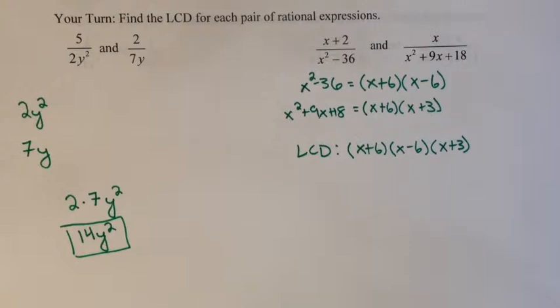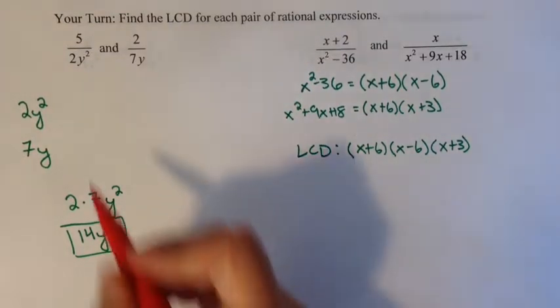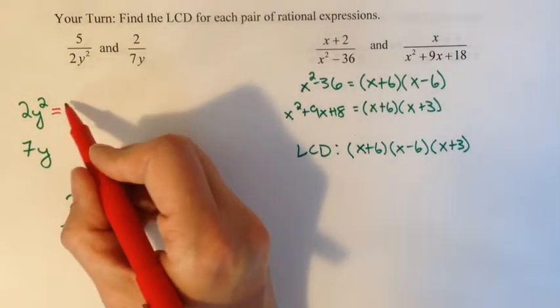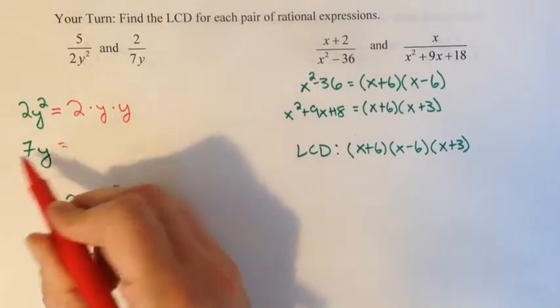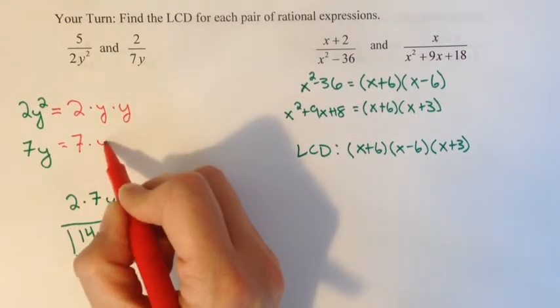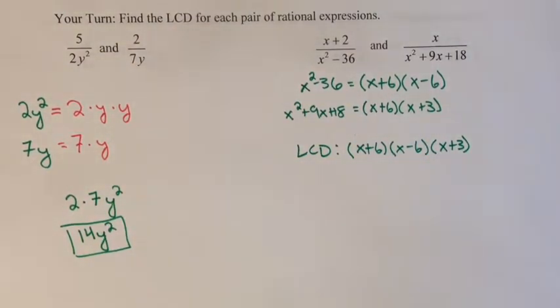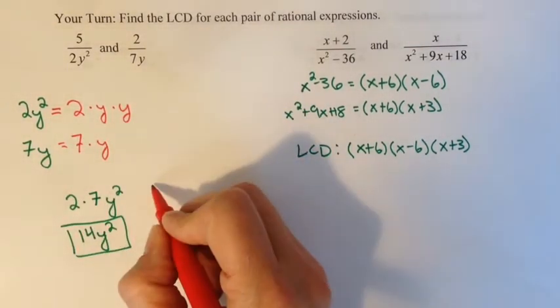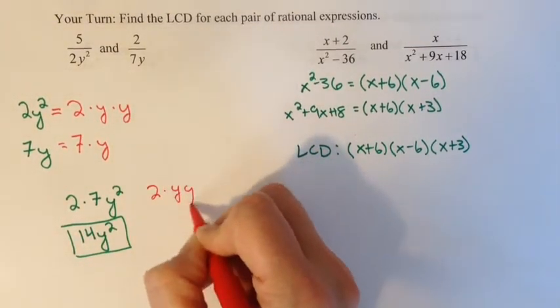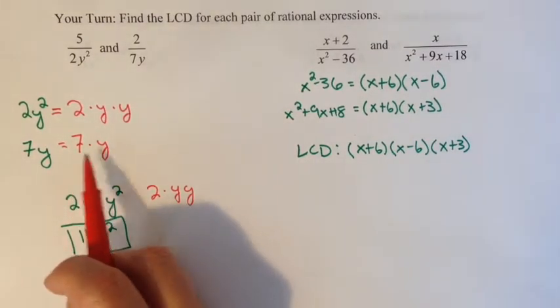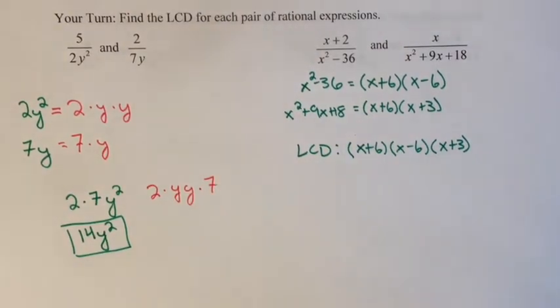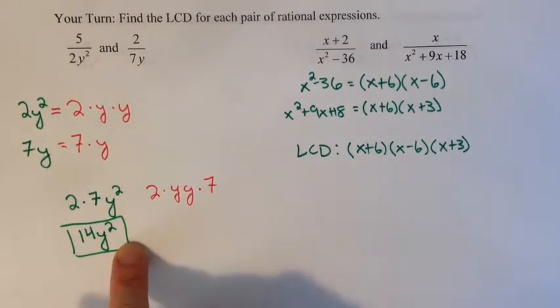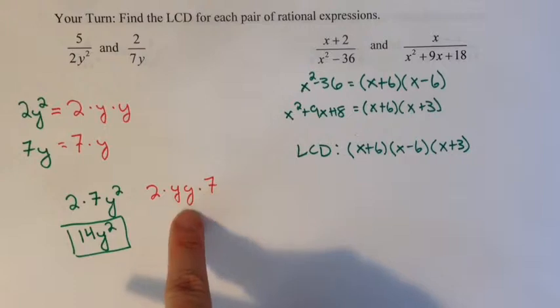For a slightly more visual idea of why I end up with y squared, I might go ahead and factor this thing completely, writing it as 2 times y, and then thinking of 7y as 7 times y. Now I'm going to write down all the pieces that I need for each denominator. My first denominator needs a 2 and 2 y's. My second denominator needs a 7 and a single y. I already have a single y, so all I need to do is add on a 7. And notice that I end up in the same place at the end, 14y squared.